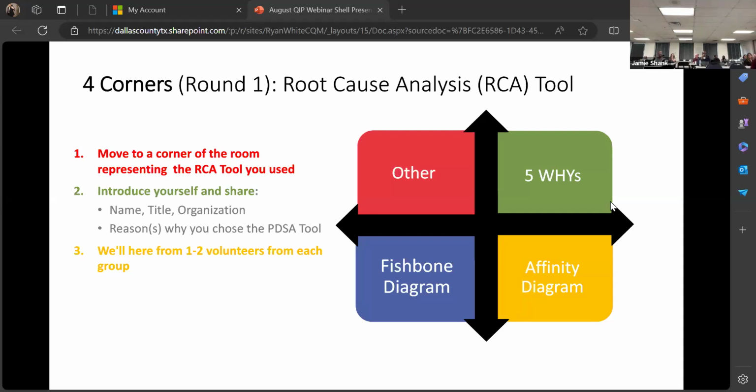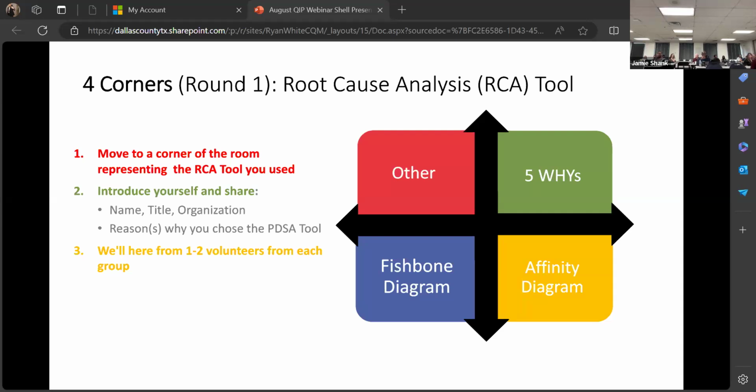What we need to do is you will go to whichever corner you want. Once you get there, you're going to introduce yourself to the folks there with you. You'll share your name, title, and organization, and then talk about the reasons why you chose that PDSA tool. Then we want one volunteer to report out to the group, a summary of what everyone shared. Any questions? That will be round 1 of 2, and then I'll explain the second round.